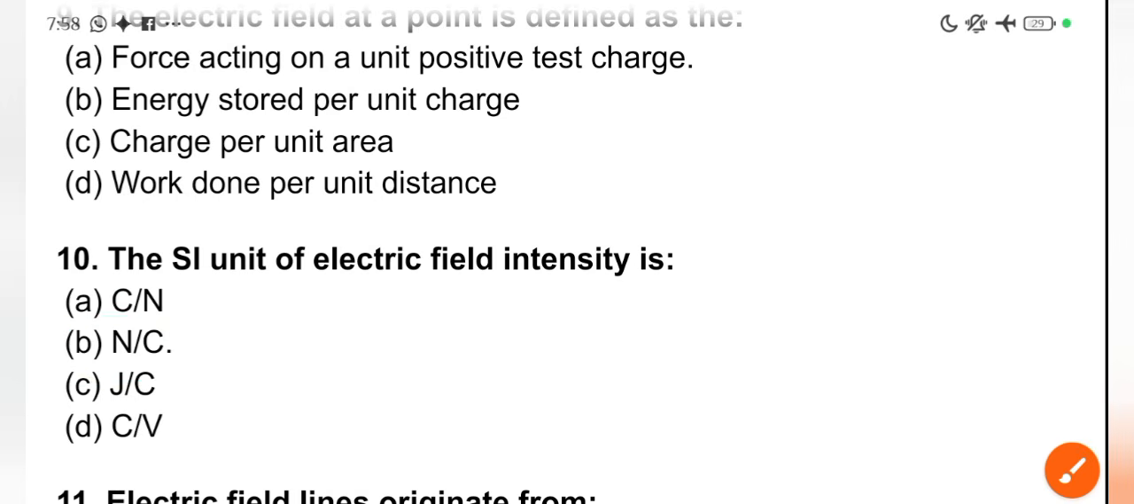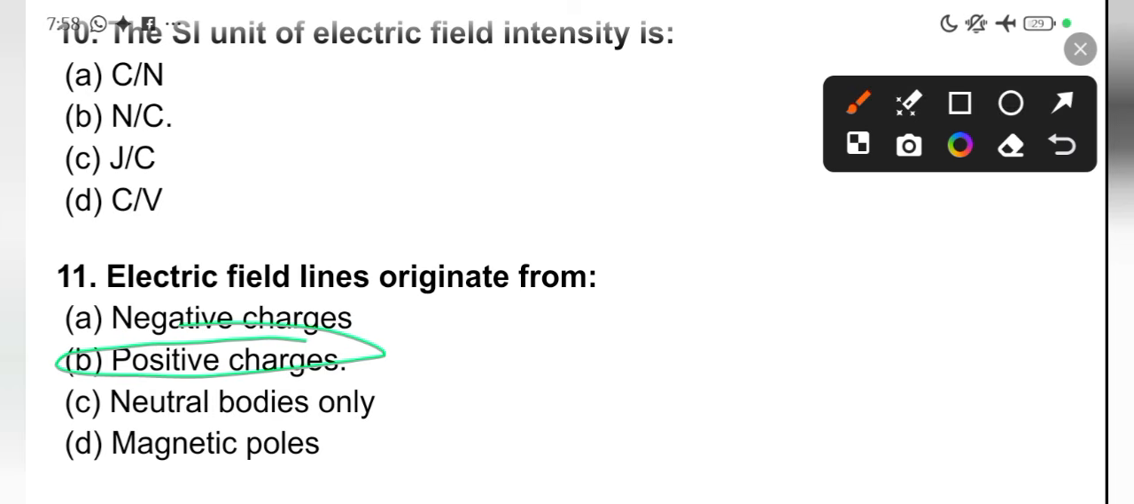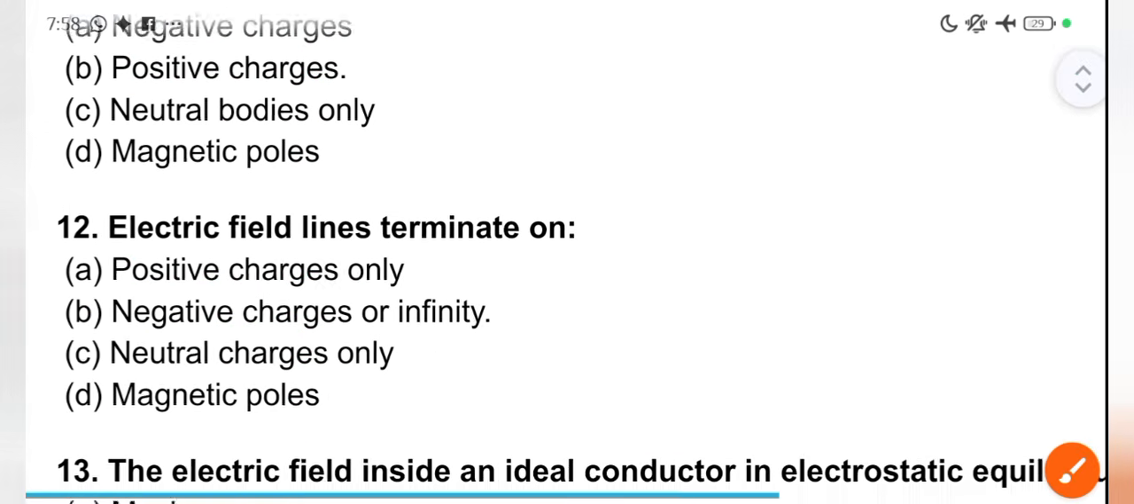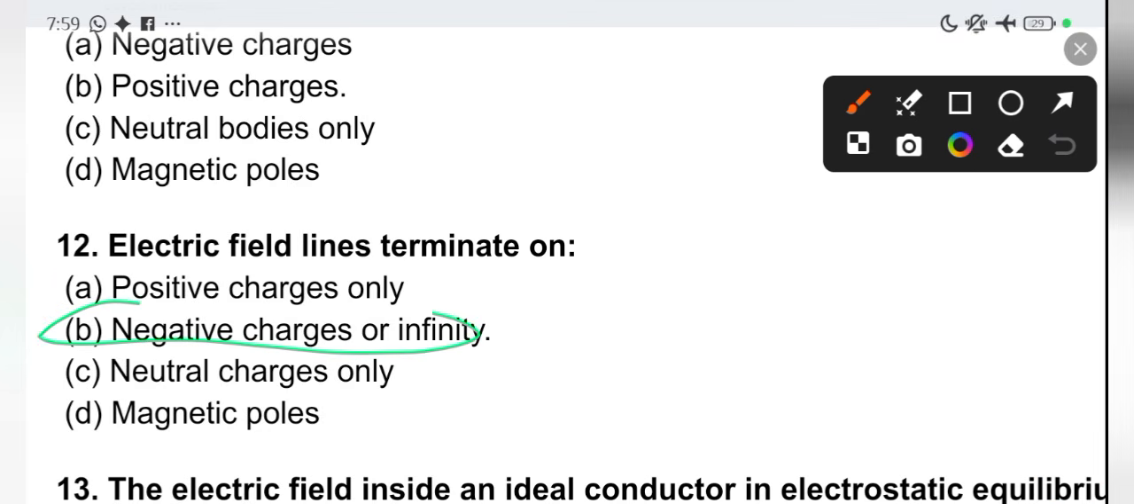Question 10. The SI unit of electric field intensity is Newton per coulomb. Question 11. Electric field lines originate from positive charge. This is a very common question that you should not miss out if you eventually come across it on the day of your exam. Take note of it. Where do electric field lines occur? Electric field lines originate from positive charge. So electric field lines terminate on negative charges or infinity. So they originate from positive, terminate in negative.